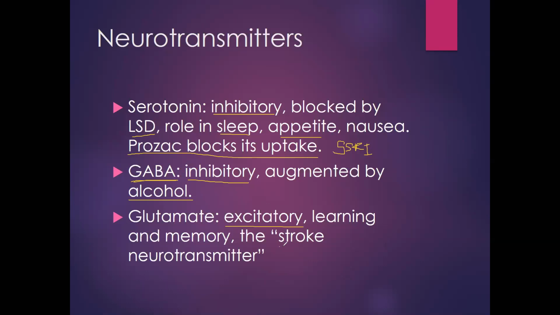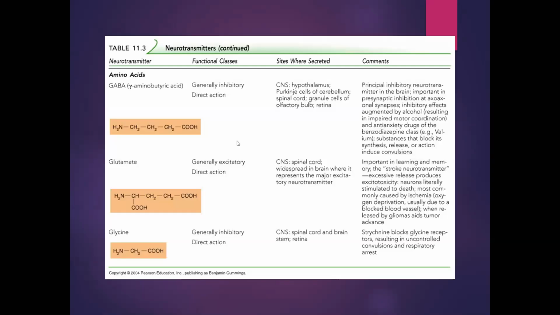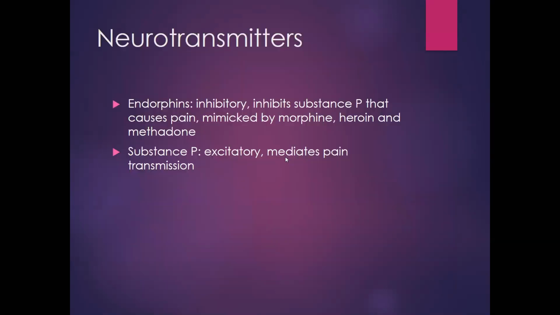The interesting thing is when we have a stroke, when our neurons are starved of oxygen, we release tremendous amounts of glutamate that could actually stimulate neurons to death. Usually that excess glutamate release would be caused because of a stroke, a blocked blood vessel. So anyway, it is one of the major excitatory neurotransmitters in the brain, not like acetylcholine, because that's on our muscles. And then you can read about other things too.